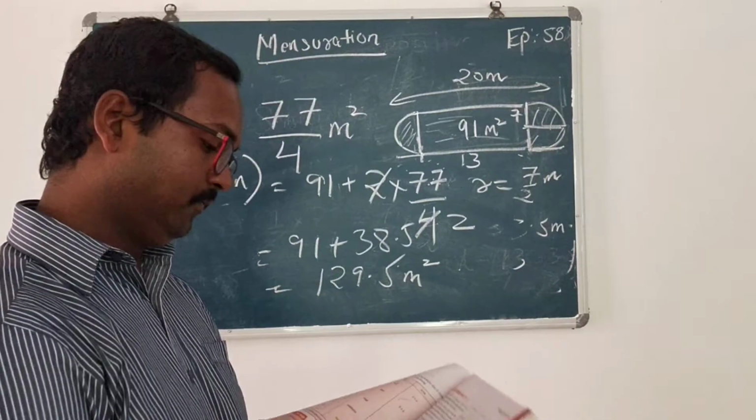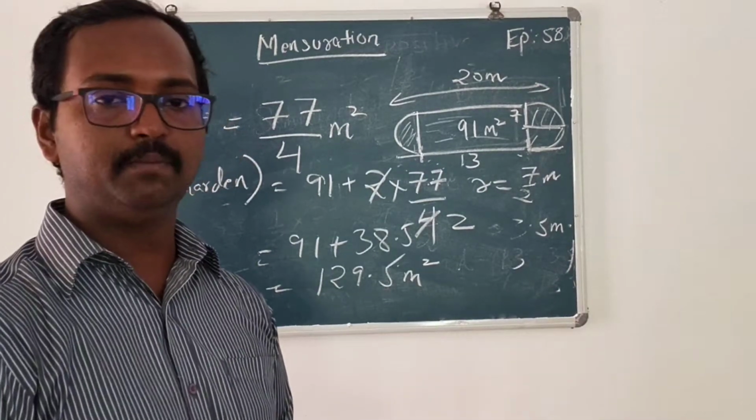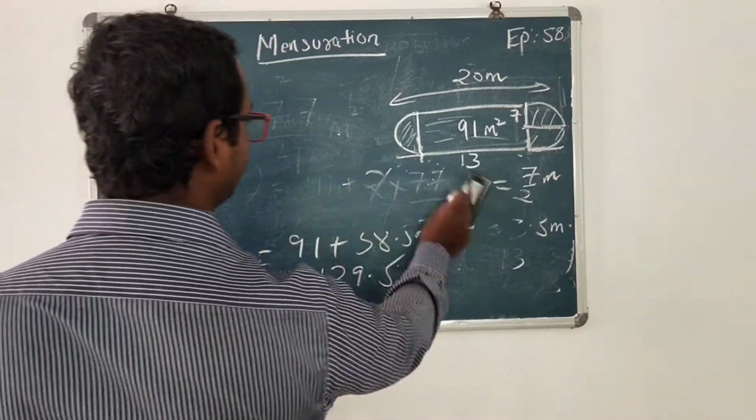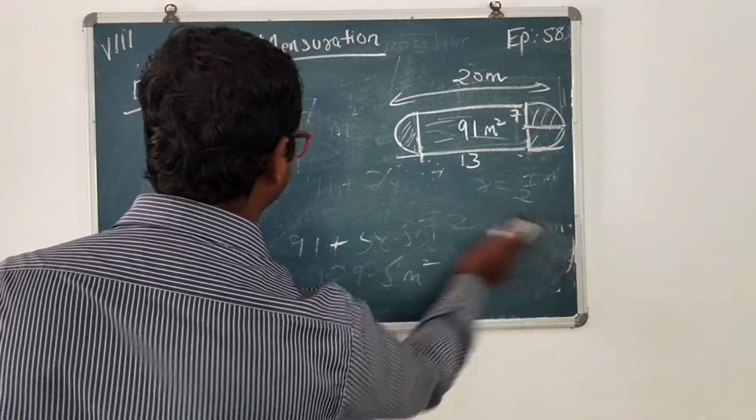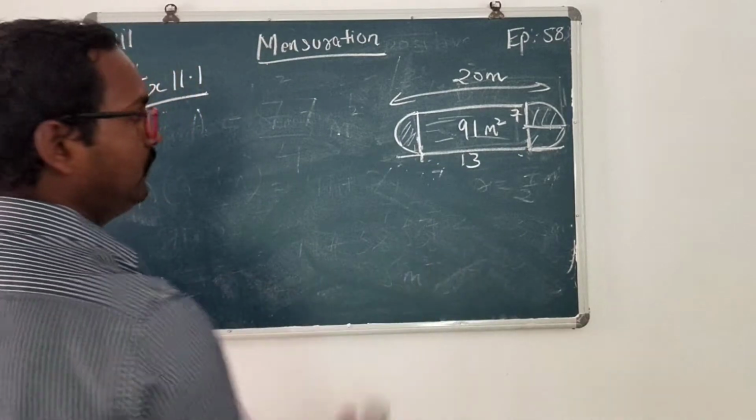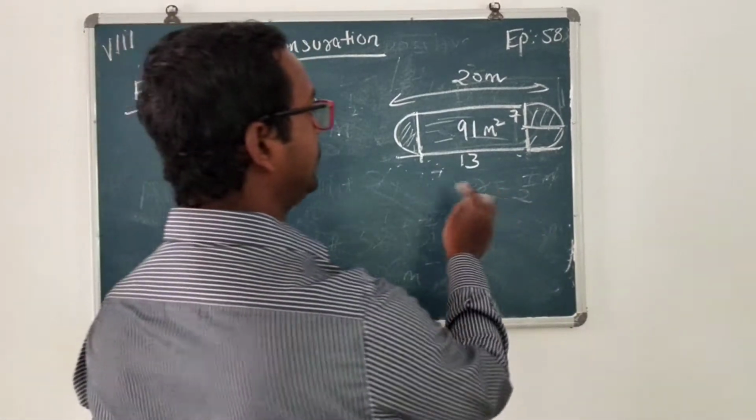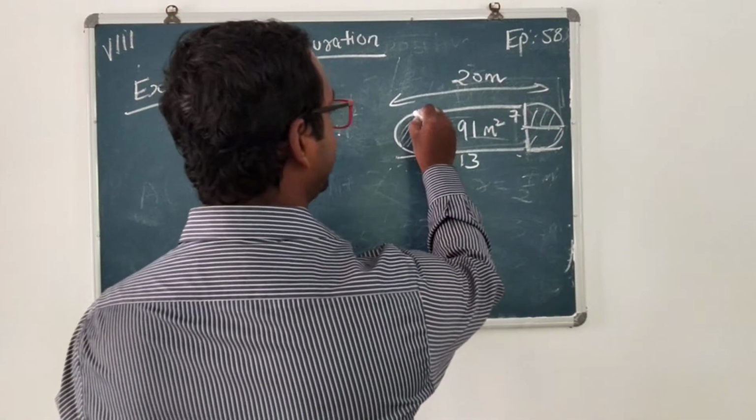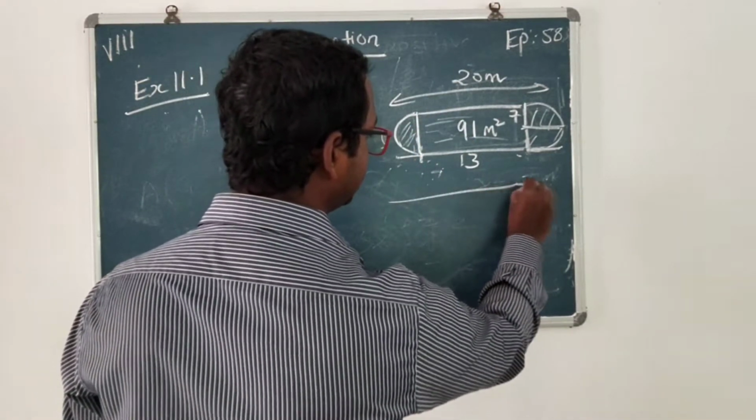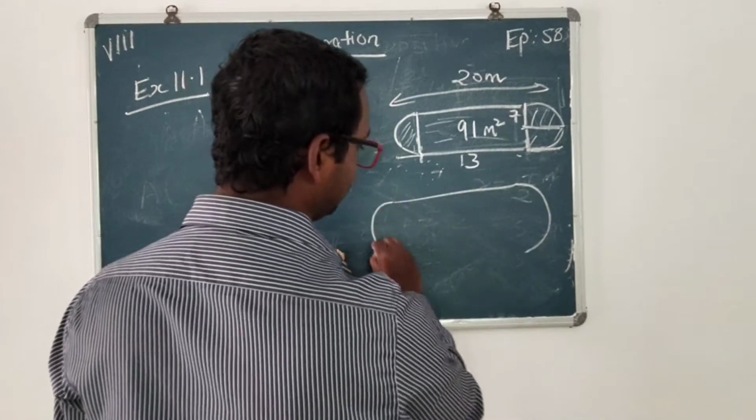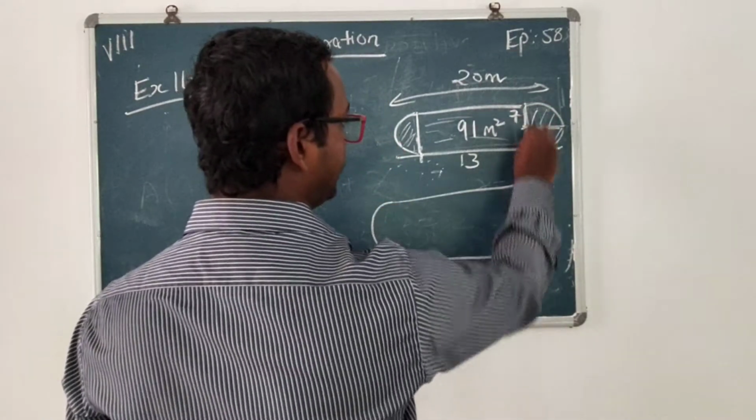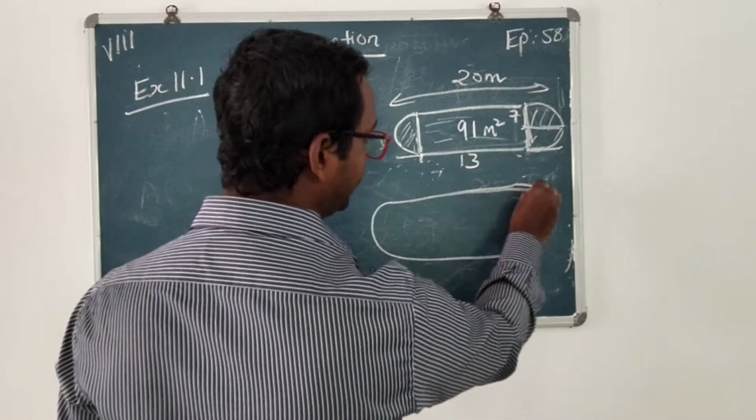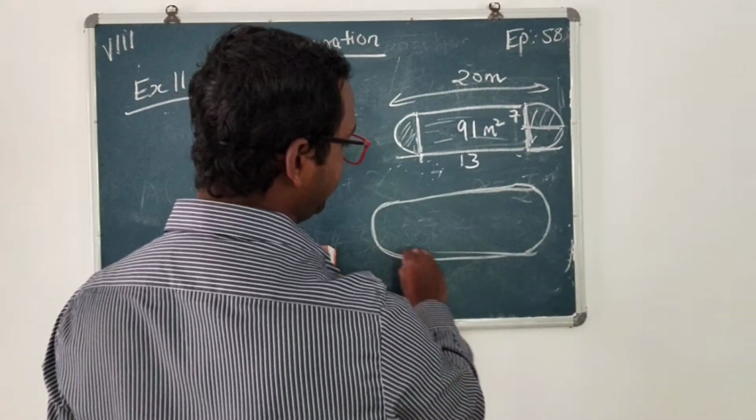Okay. Now we have to find the perimeter of the garden also. Now look at this figure. See, the perimeter is the boundary. So we are talking about this structure like this. We do not have to add this breadth. Okay, we are talking about a figure like this. So this is the perimeter.